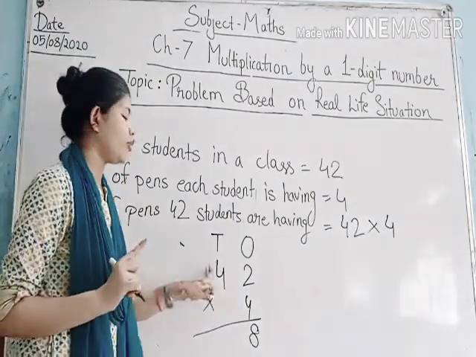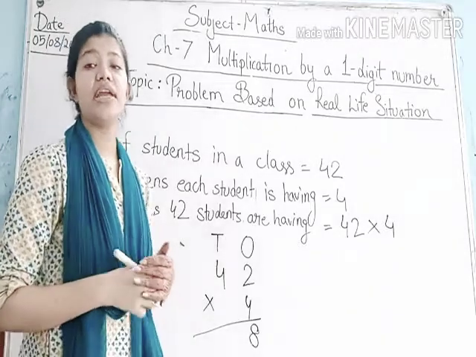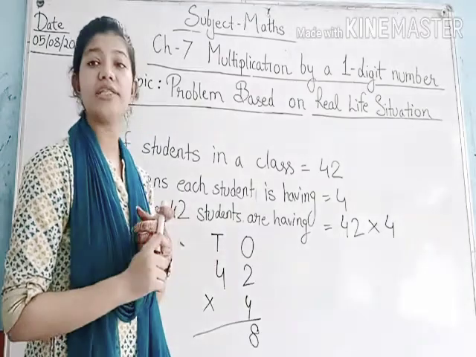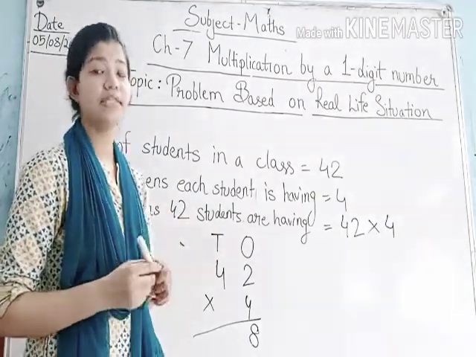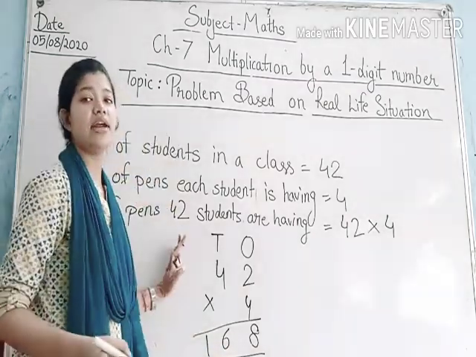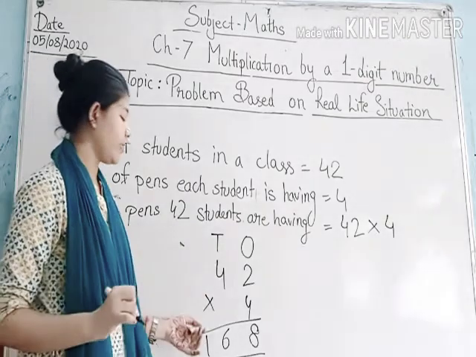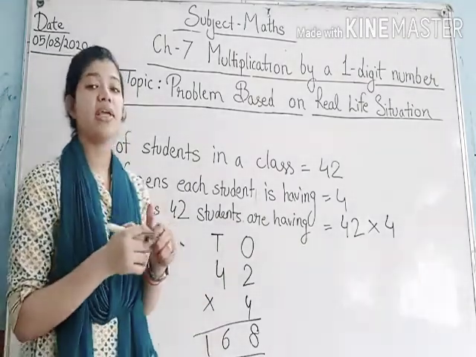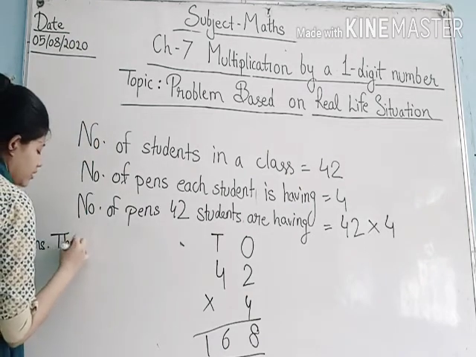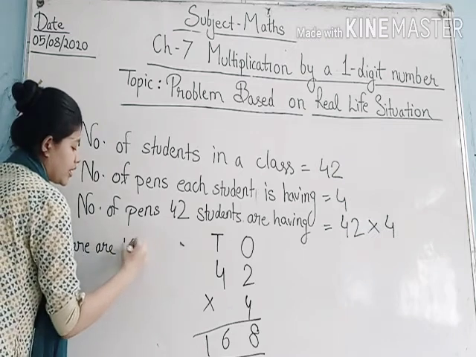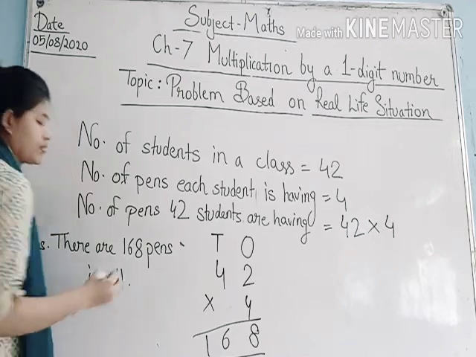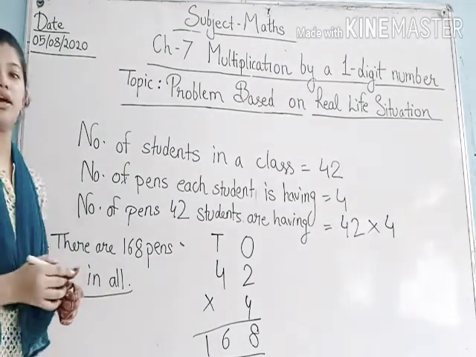Clear? So 4 4s are. Please read the table. 4 1s are 4, 4 2s are 8, 4 3s are 12 and 4 4s are 16. Then we will write 16 under the column of hundreds and tens. Okay? So what we got is the answer 168. Means, what will be our answer? There are 168 pens in all. Clear? This will be our answer.